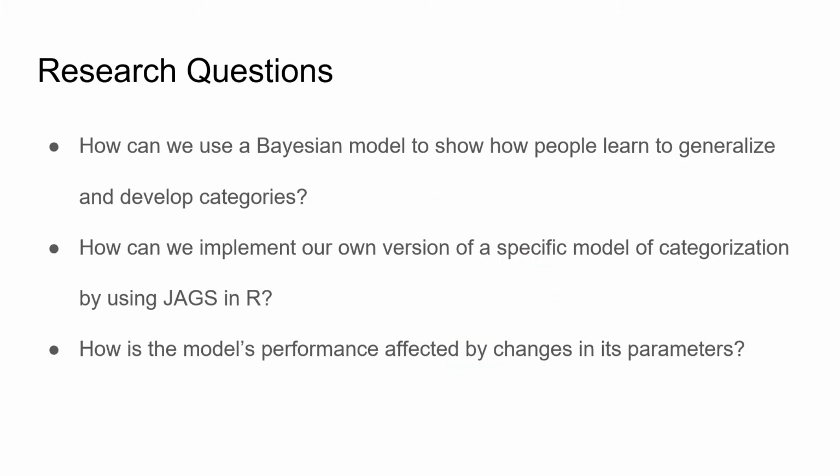We decided to see how we could use a Bayesian model to show how people learn to generalize and develop categories. We wanted to implement our own version of a specific model of categorization in R by using JAGS. And after we did all of that, we wanted to go back and change the parameters of one of the priors to see how our model's performance would then be affected.